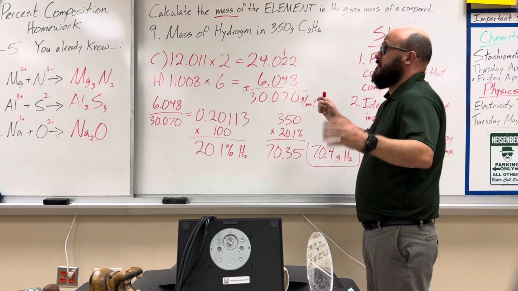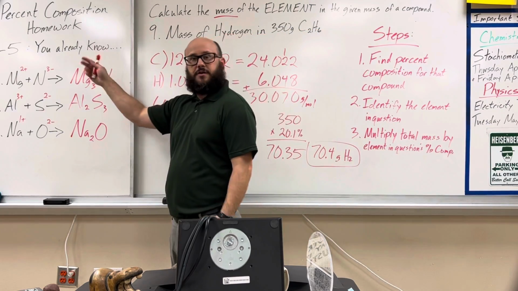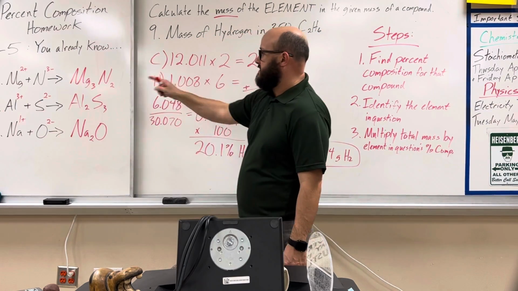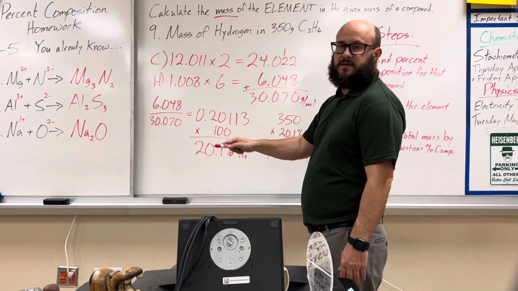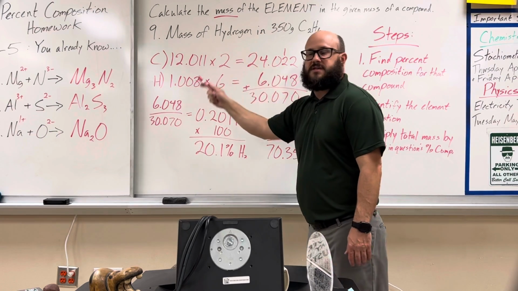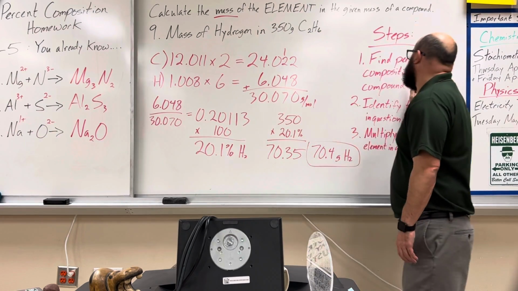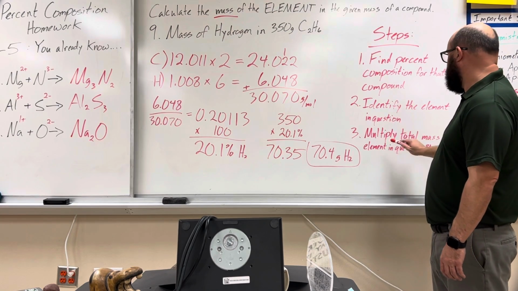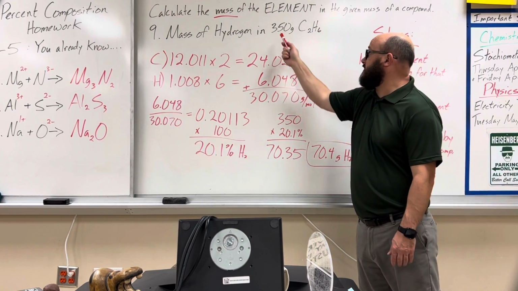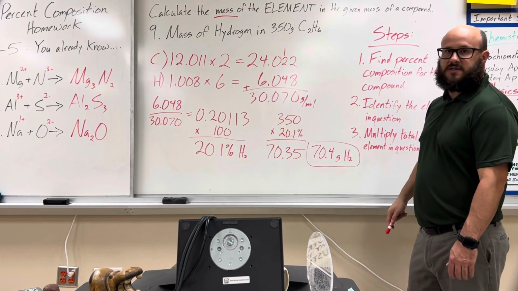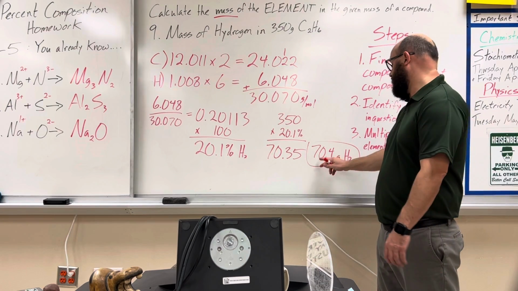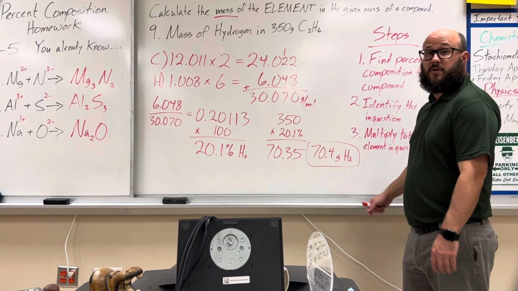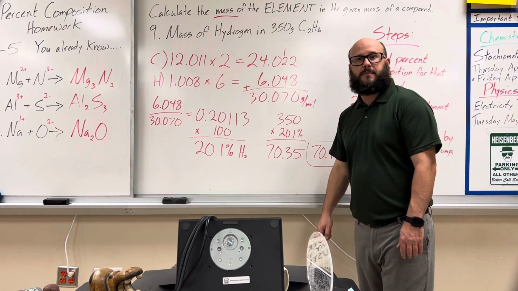That's it. Parts 1 through 5, you know how to do. 6, 7, 8, I gave you the compounds. 9 through 13, find your percent compositions. Identify the element in question and then multiply that total mass that's given times the percent composition for that element, and you'll get the amount of mass in grams for that particular element.